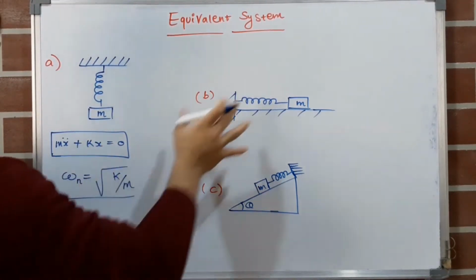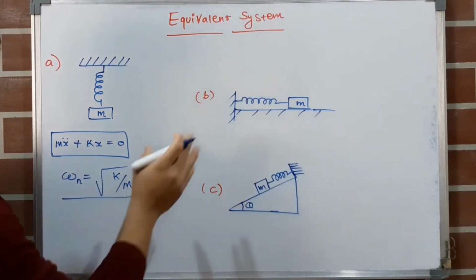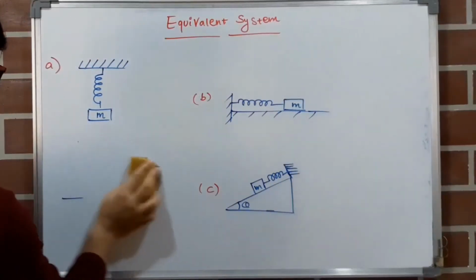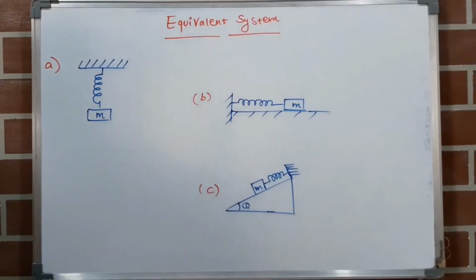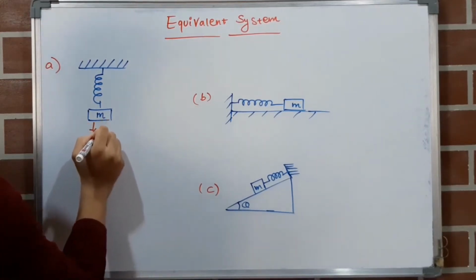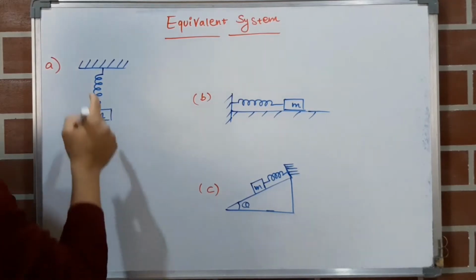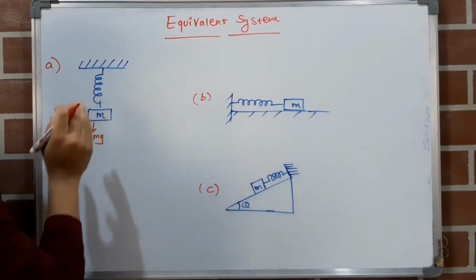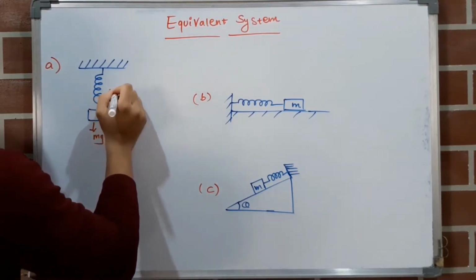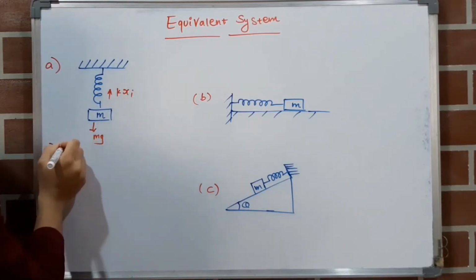Now we will check whether the other two have the same natural angular frequency or a different one. What are the forces acting on this mass? It will be the weight, mg, downwards. Due to this weight there will be a restoring force in the spring, and the spring undergoes a static deflection. So it will be k into xi. Let xi be the initial deflection.